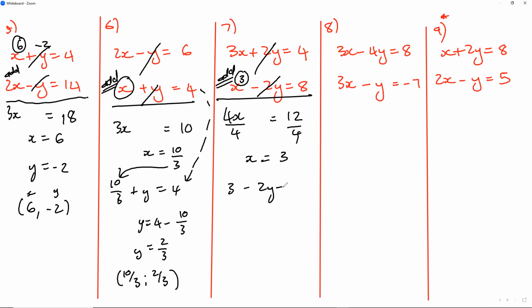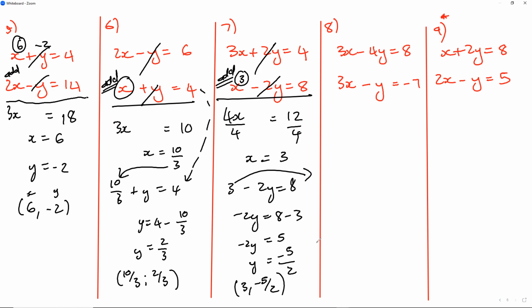3 minus 2y equals 8. Minus 2y will equal 8 minus 3, because we change signs. 8 minus 3 gets me 5. And so y becomes negative 5 over 2, dividing both sides by negative 2, getting me the x value to be 3, but the y value to be negative 5 over 2.